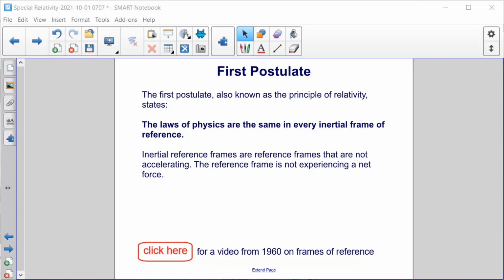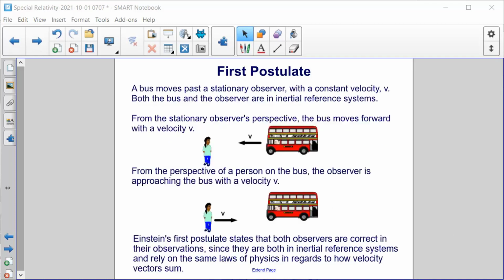There is an excellent video here from 1960 on frames of reference. If you have access to clicking on it to view it, I would highly recommend it. We're going to look in the next couple of slides at what these inertial reference frames are and aren't, but for more information, see that video. So let's look at this first postulate a little more closely.